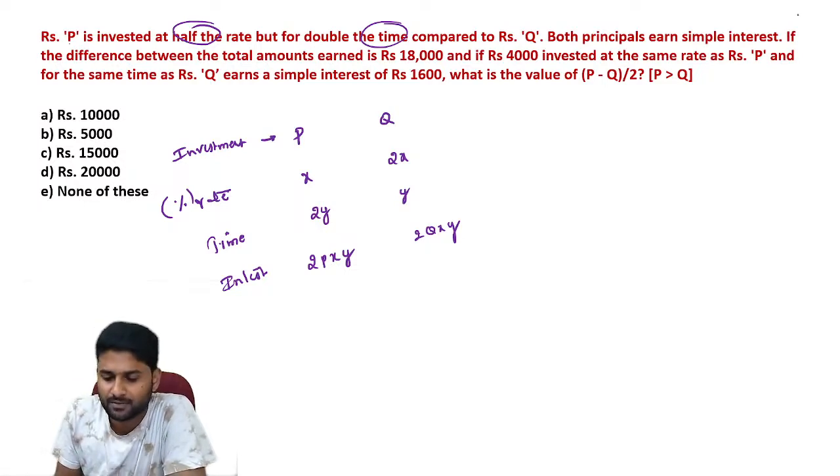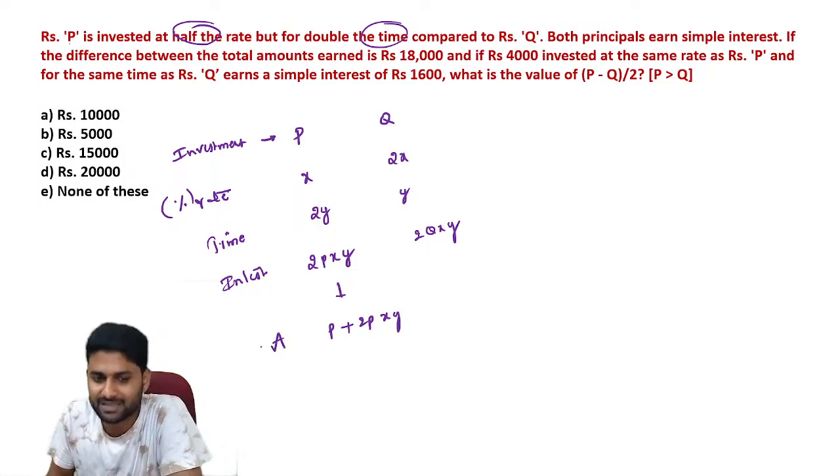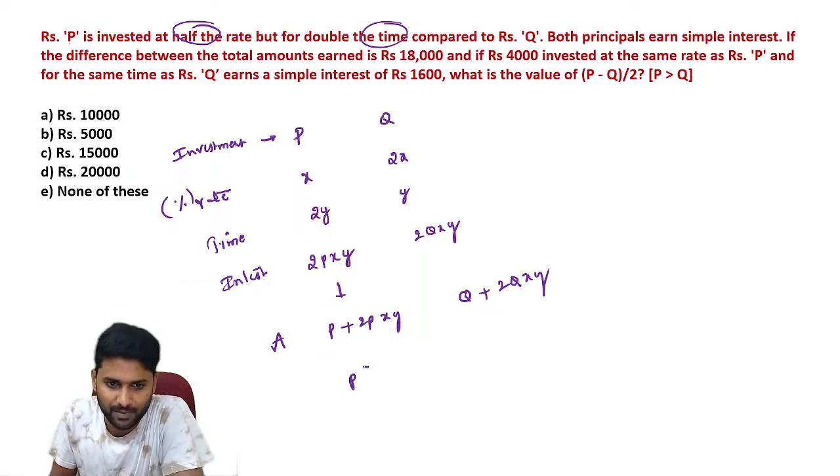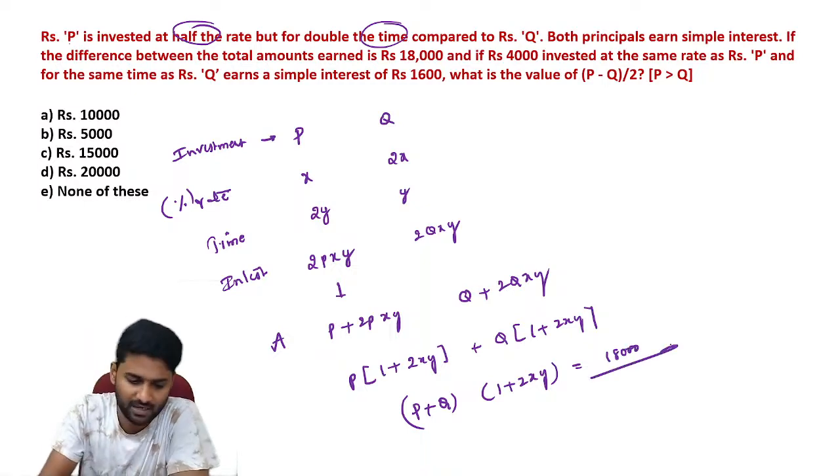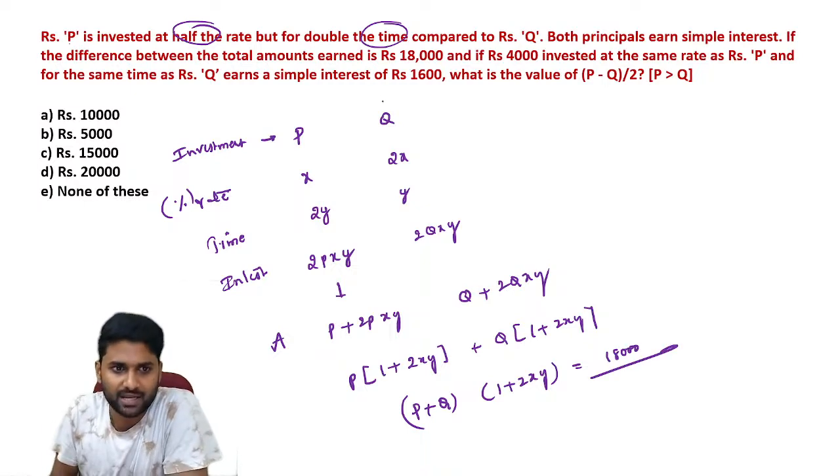Now let's see. The difference between the total amounts. What is the total amount? P plus 2Pxy is the total amount. Amount is all about interest plus investment. The other amount is Q plus 2Qxy. If you take P common, it is P(1 plus 2xy), and Q common, Q(1 plus 2xy). So we know that (P plus Q)(1 plus 2xy) is equal to 18,000 rupees. We have this information.